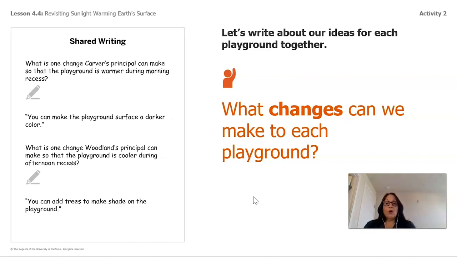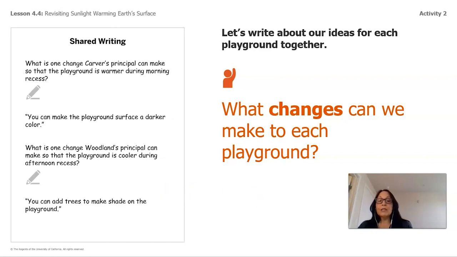Okay. So for Carver's principal, what is one change Carver's principal can make so that the playground is warmer during the morning recess? So I said, you can make the playground surface a darker color, because I've learned as a scientist that when the surface is darker, it's going to get warmer. And then for the next question, what is one change Woodland's principal can make so that the playground is cooler during the afternoon recess? I said, you can add trees to make shade on the playground, because I know that when it's hot, I always look for a nice tree where I can go under the shade, and it's gonna make me feel cooler and not so hot.